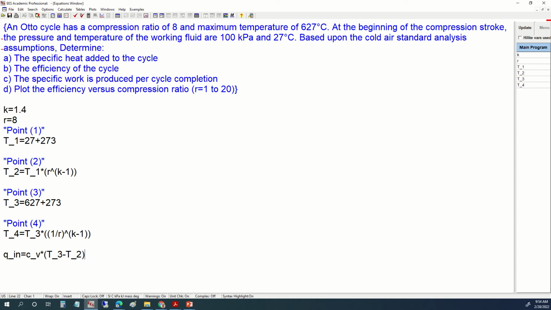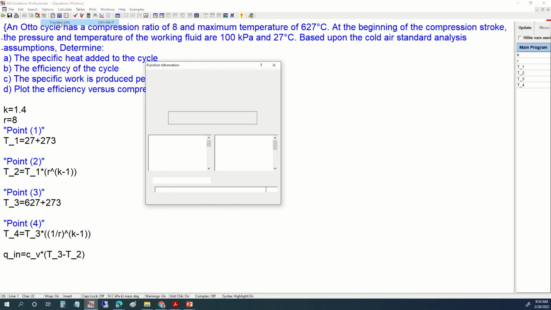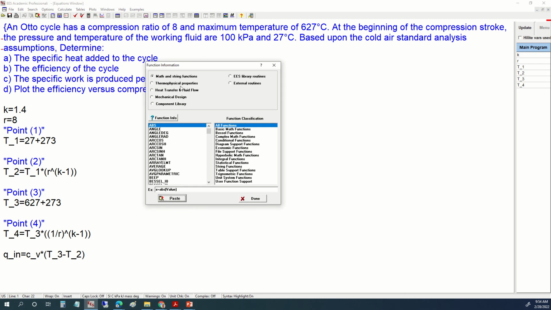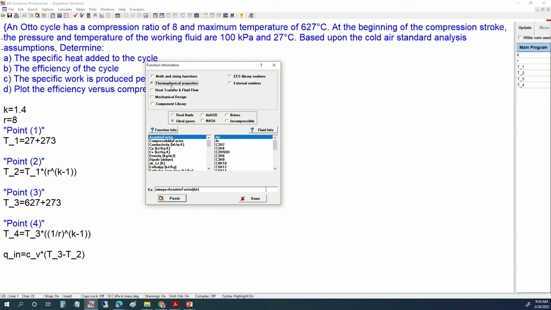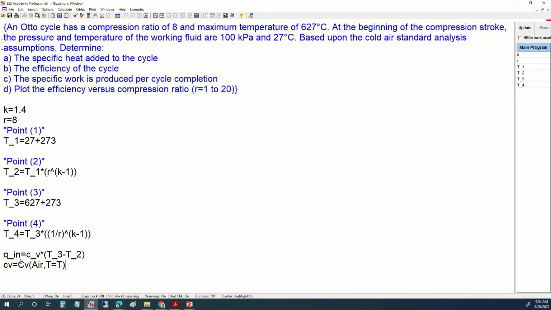Now, CV is unknown, so to find it, the good thing here is we do not need to go to a thermodynamic table. We can use the function information. All the properties are stored here, so you go to thermodynamic properties, then air as fluid, and CV. Here is CV. So just say paste, you will find the CV, and this is C underscore V at temperature, and now since we're using the cold air assumption, this temperature will be room temperature.